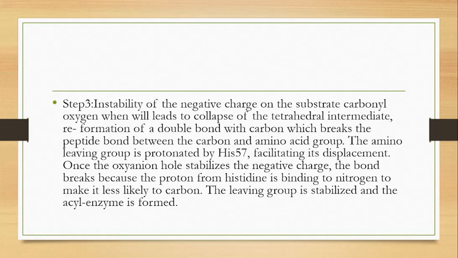In step 3, the instability of the negative charge on the substrate carbonyl oxygen leads to collapse of the tetrahedral intermediate, reformation of a double bond with carbon, which breaks the peptide bond between the carbon and amino acid group. The amino leaving group is protonated by histidine 57, facilitating its displacement. Once the oxyanion hole stabilizes the negative charge, the bond breaks because the proton from histidine is binding to nitrogen to make it less likely to bond to carbon. The leaving group is stabilized and the acyl enzyme is formed.